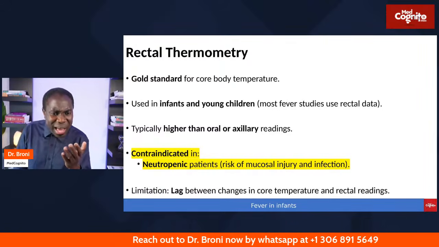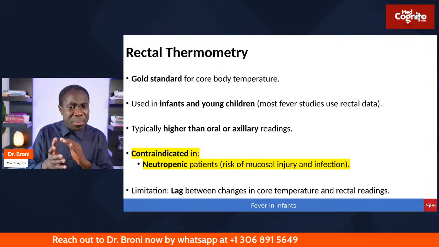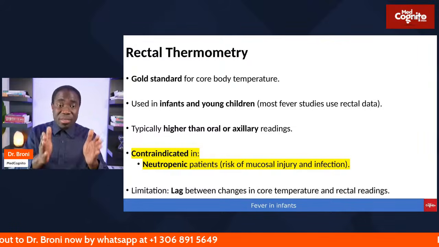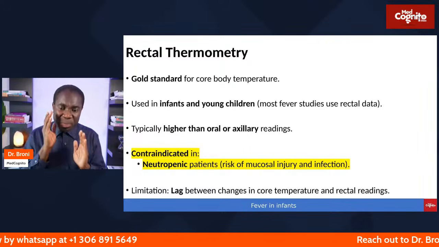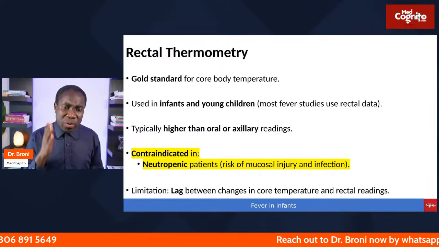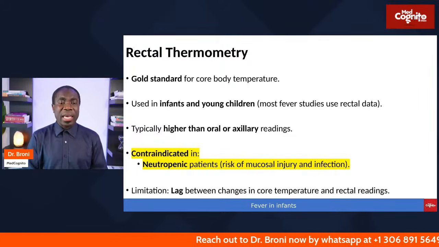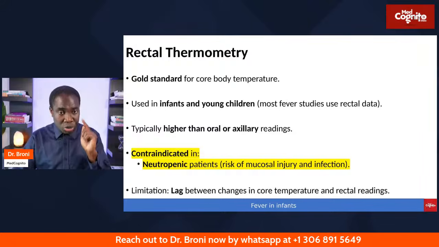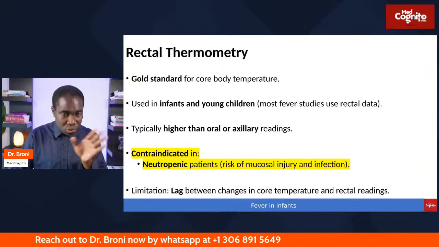Now, there's a lag between changes in core body temperature and rectal readings, but the main thing I want you to pick from this slide is that I will not do rectal temperature measurement in a child who is already neutropenic. I will not do that.